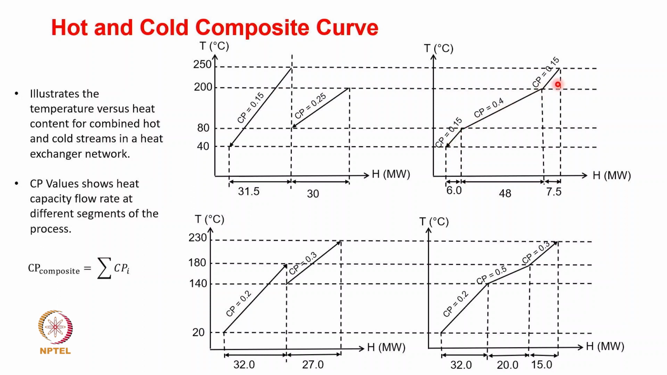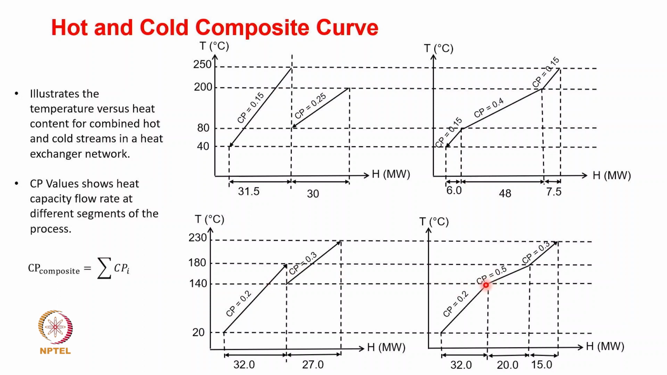So now coming back to the hot streams. There are two hot streams. One is going from 20 to 180, the other going from 140 to 230, having CP values 0.2 and 0.3. So now we have to integrate them together. What we could see here, 20 to 140, there is only the stream with CP 0.2, we will retain that. And between 140 to 180, there are two streams having different CP. So we have to join them together.